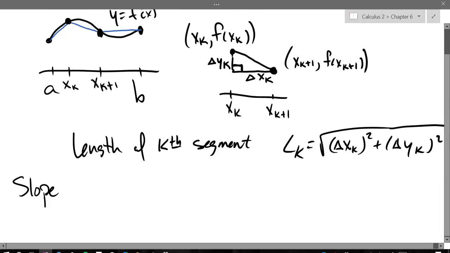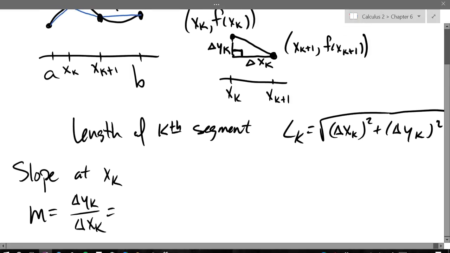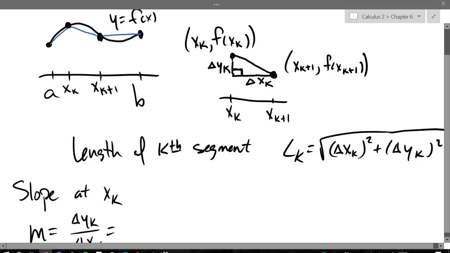So we're going to use the slope at xk. So we're going to look at the slope at xk. And if I use the letter m for that, I could write it as delta yk over delta xk. And one way to write that, so all of these are going to be approximations.